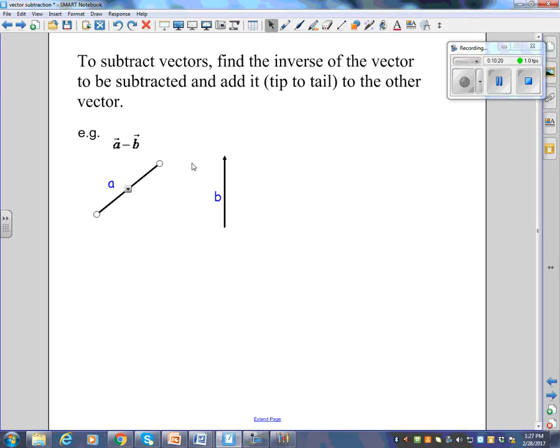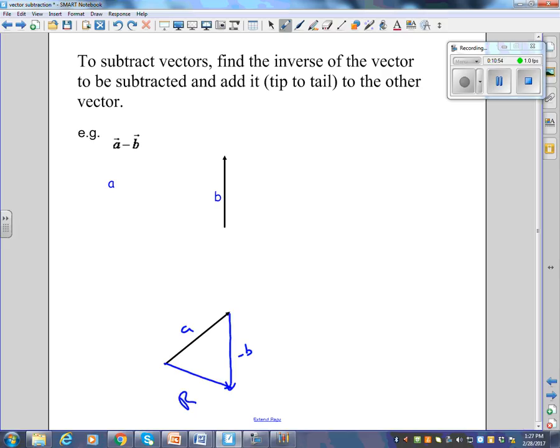Okay, so there's A. If this is A and this is B, why do I flip B? Because it says minus B. So I'm just going to take this one and flip it. What if they're touching each other? They're not touching each other until I do the addition. So now I'm going to take A and add minus B. And there's my answer. A minus B: flip the B and add it.